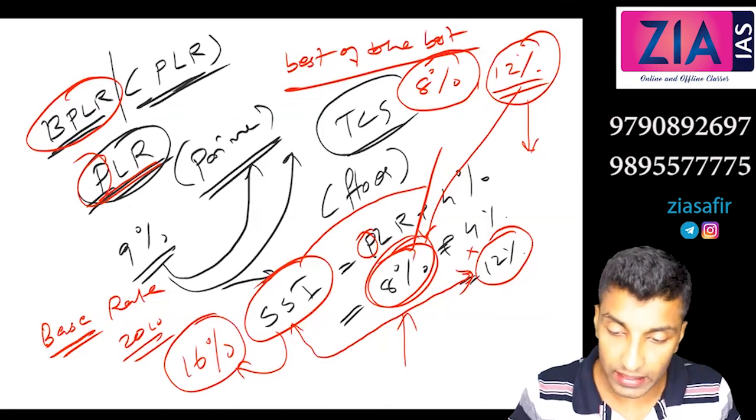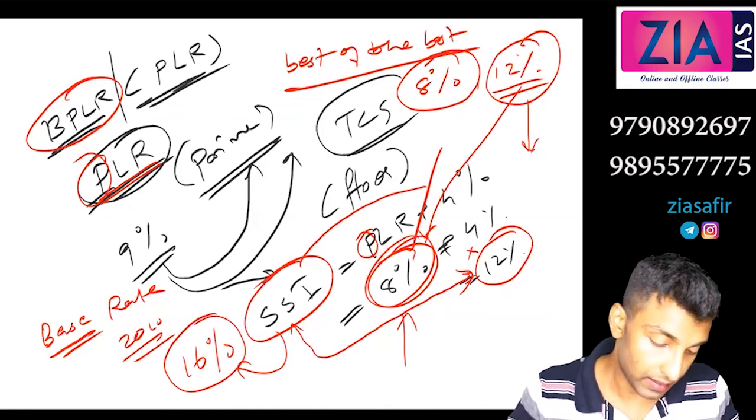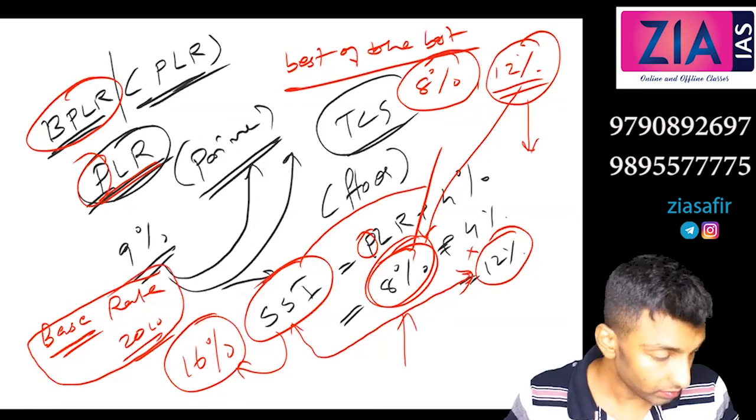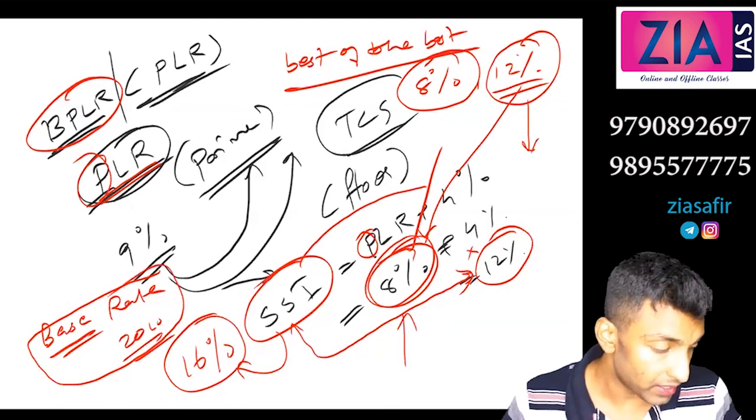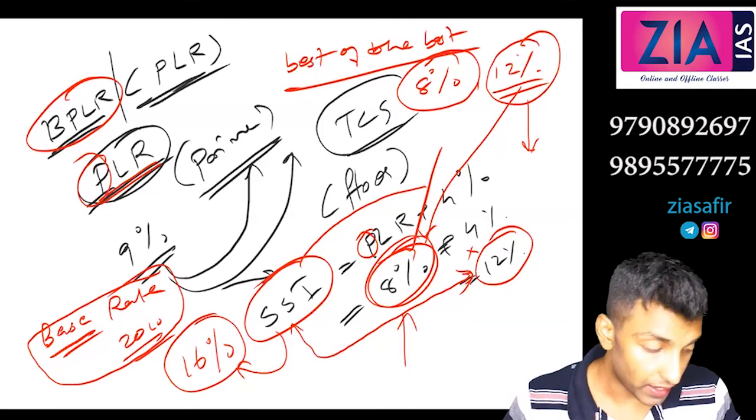Okay, now base rate. You can write what is base rate, 2010. Base rate is the rate of interest at which bank lends to its prime customers. It is the floor and benchmark rate of interest. And banks are prohibited to lend at an interest rate which is less than the base rate. Now you cannot lend less than this.